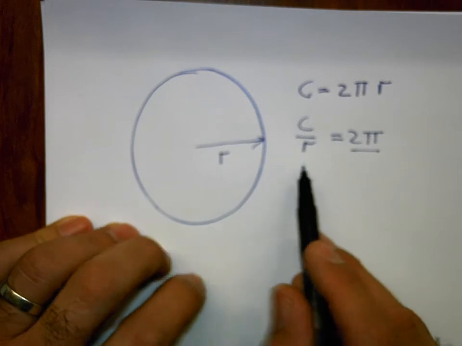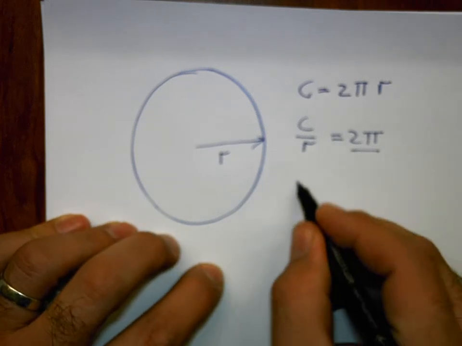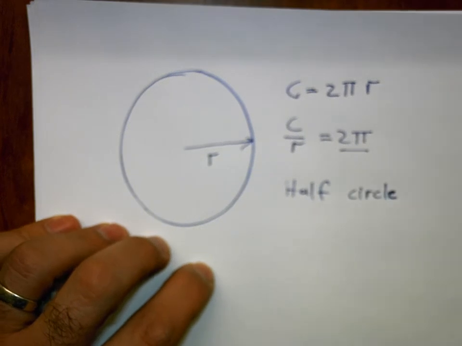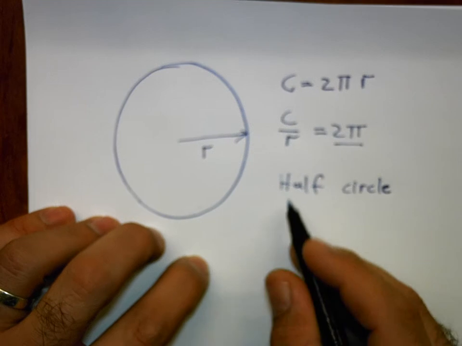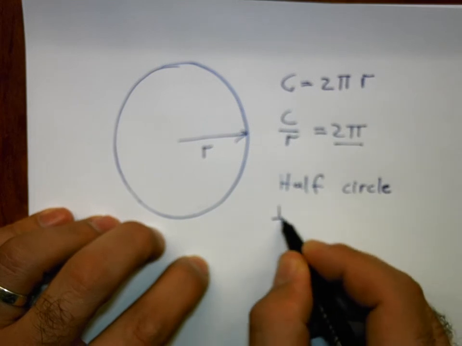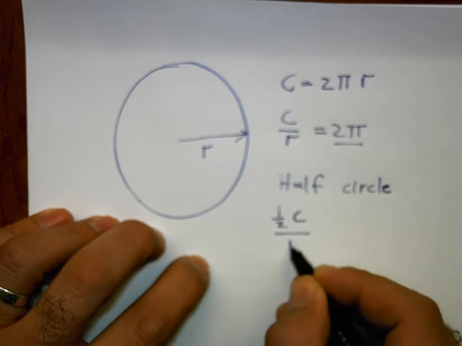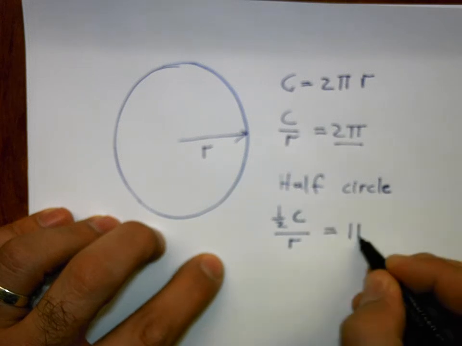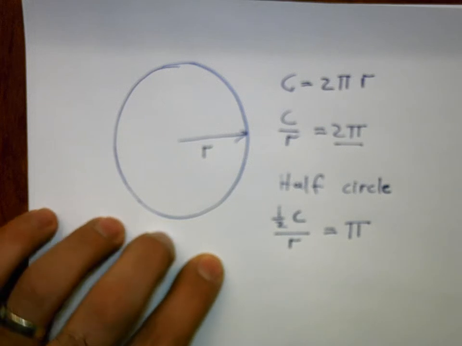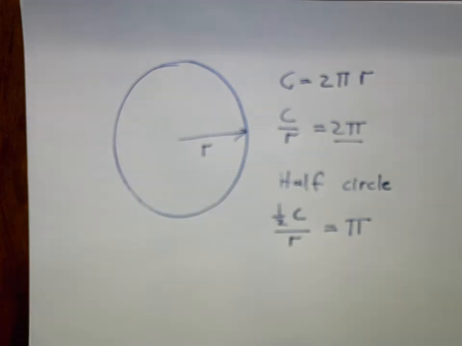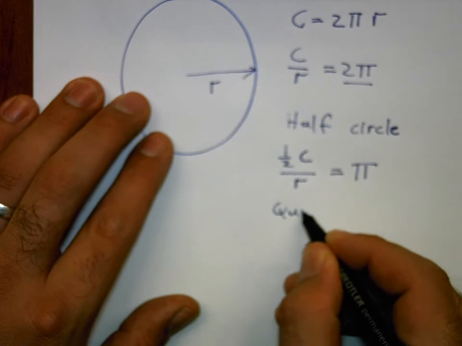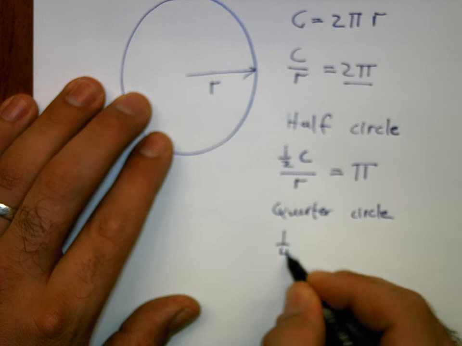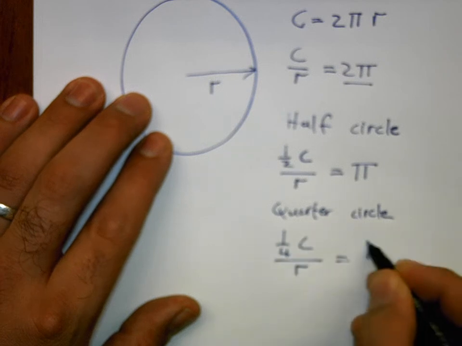So if I am only interested in a half circle, right, so for a half circle, I've got half the circumference divided by r, and this will be equal to just pi if I divide by a half on both sides. For a quarter circle, I get a quarter of the circumference divided by r is equal to pi over 2.